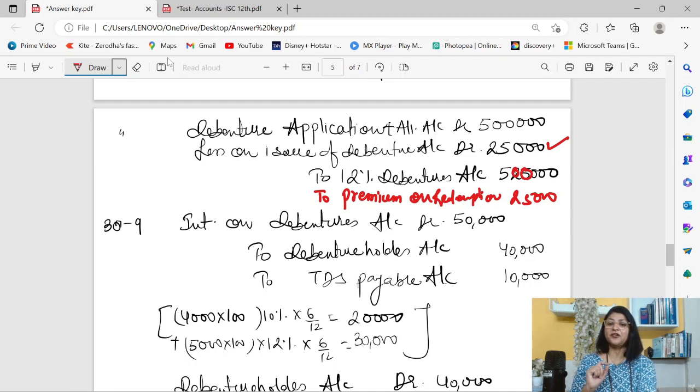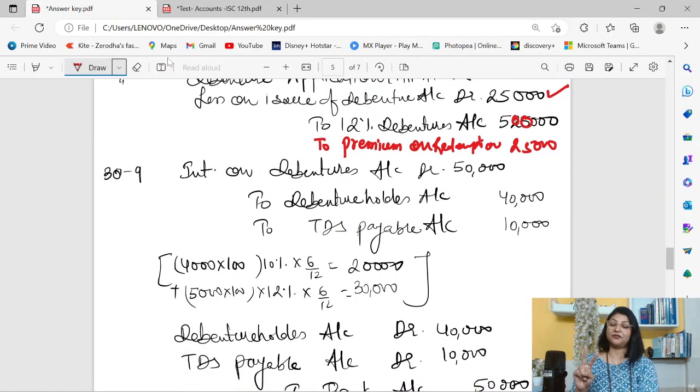Very important point of this question. First of all, interest will get due on 30th of September. When we make the interest due entry, the entry is interest on debenture account debit to debenture holders, and here TDS component was also there. So TDS will also be credited. Now understand how did we find out the amount of interest on debenture.